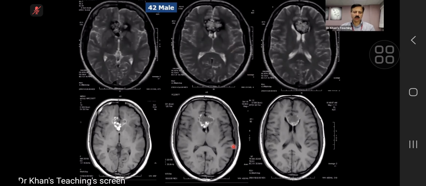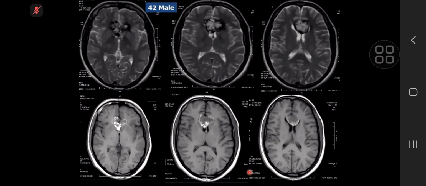T2 weighted sequence, T1 weighted sequence. Over to you, please. So there's an abnormality in the corpus callosum, straddling across both sides, which contains on the T2 images a low signal intensity rim with foci of high signal in the middle. On the T1, there are corresponding areas of high signal in the periphery of the lesion.